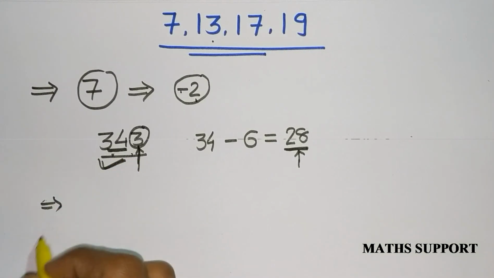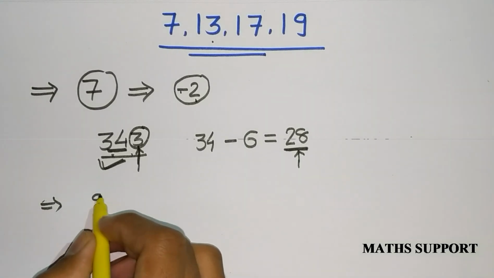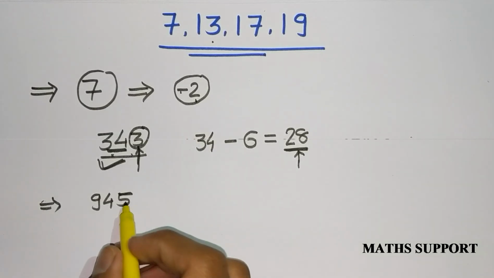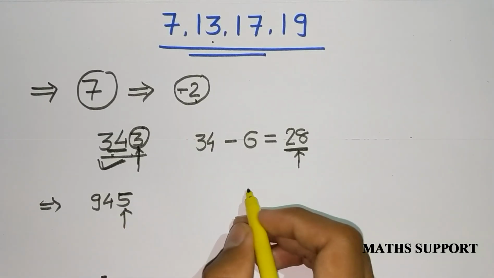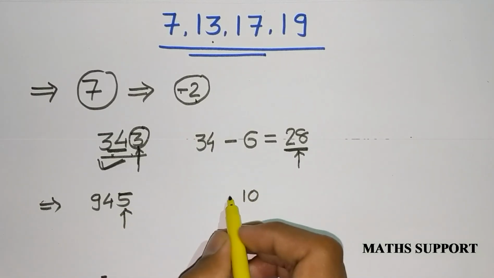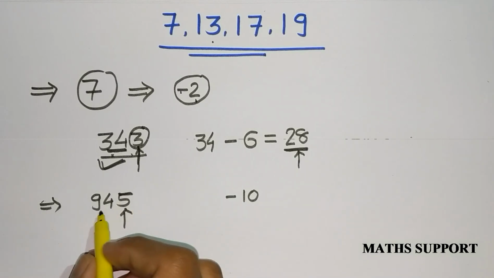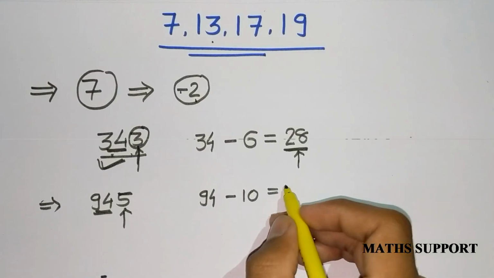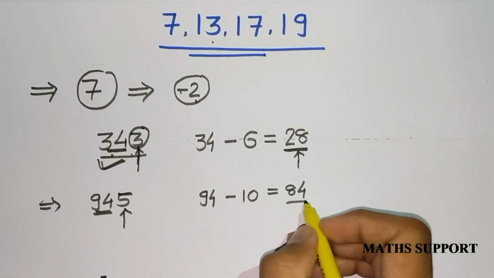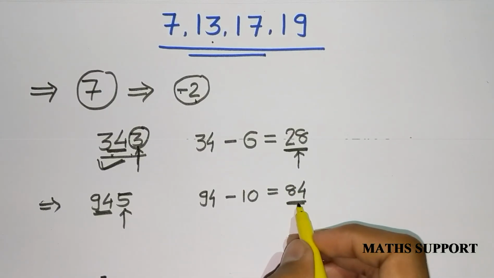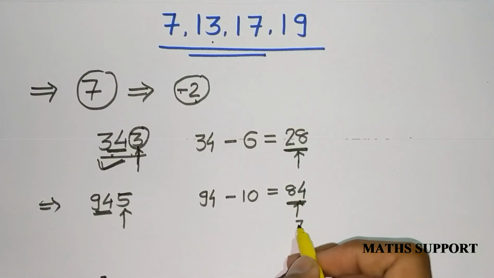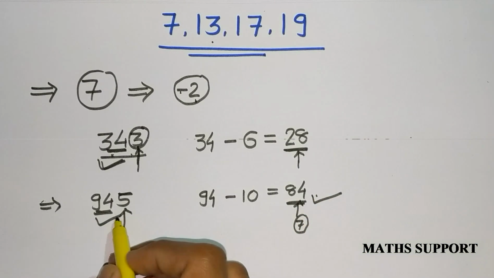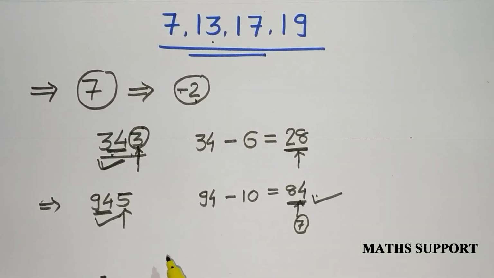Let's try another example. Suppose you want to check 945. As per the code, we start from the first digit, so 5 times 2 is 10. We subtract this number from the remaining number, that is 94, so here you get 84. Now you need to check whether 84 is divisible by 7 or not. 84 is divisible by 7, so your original number 945 is also divisible by 7.